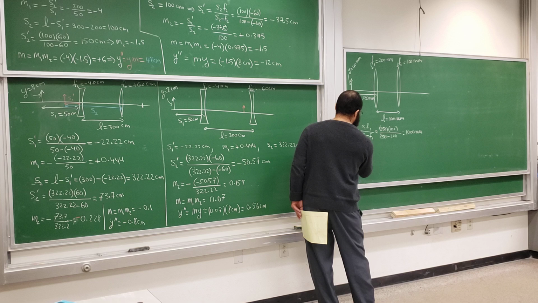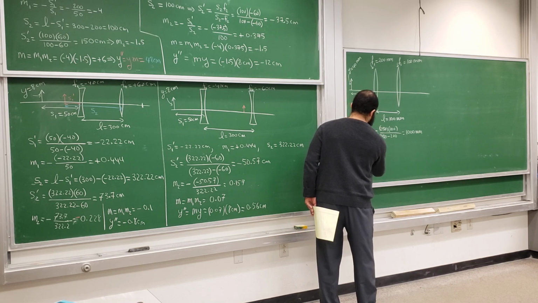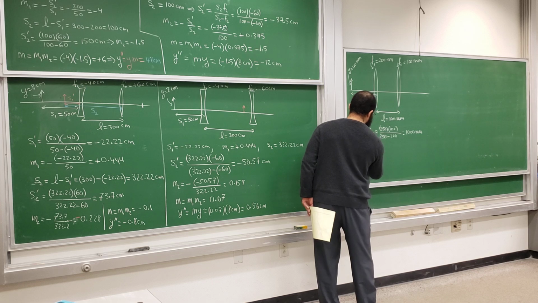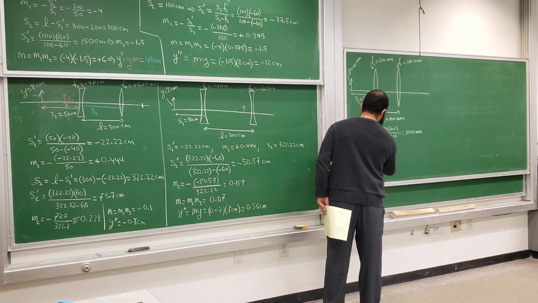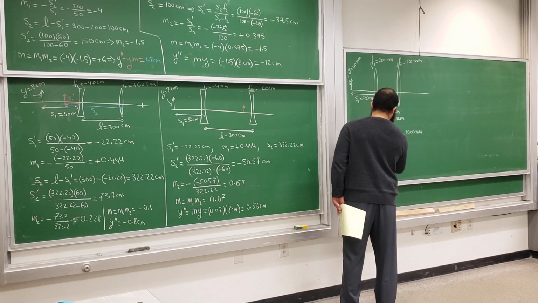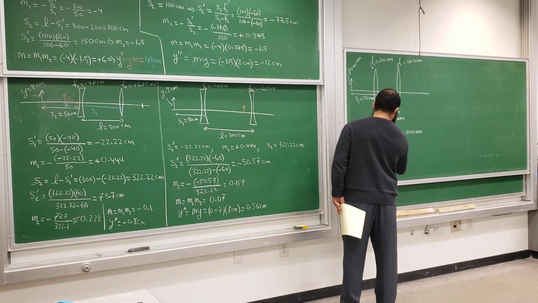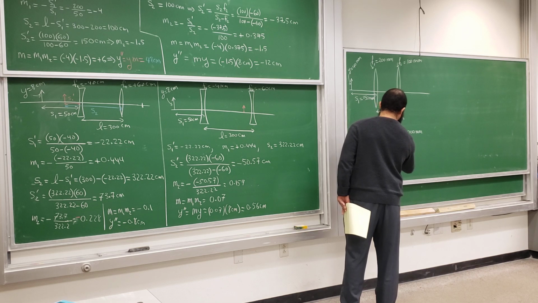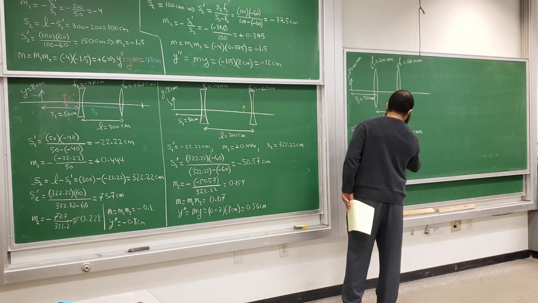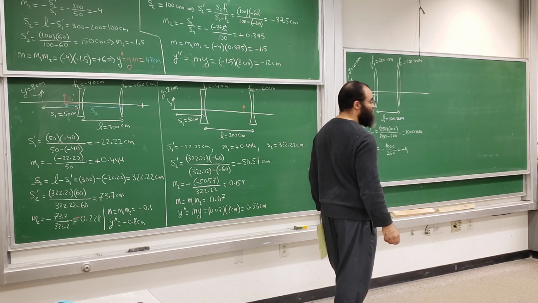Let's figure out the magnification, M1. M1 is going to be minus S1 prime over S1, and that will be minus 1,000 over 250, right? 1,000 millimeters over 250 millimeters. It's going to be minus 4. Is that true? Okay. It's going to be minus 4.